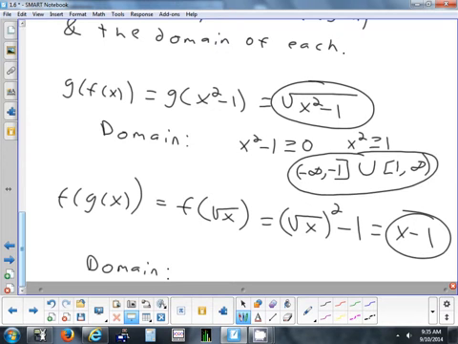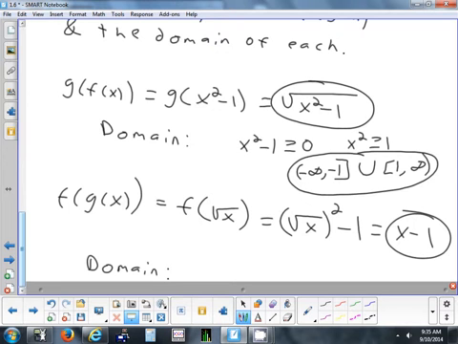Any positive number, and it also does include something else. Positive and it includes 0 is okay. You can take the square root of 0. 0 times 0 is 0. Okay, so from the inside function, our domain is all non-negative numbers from 0 to infinity.